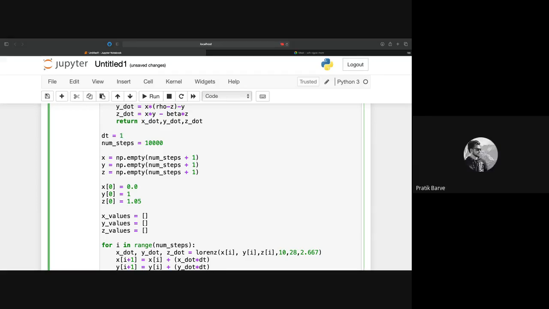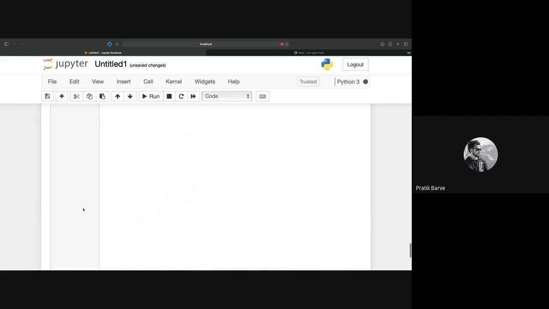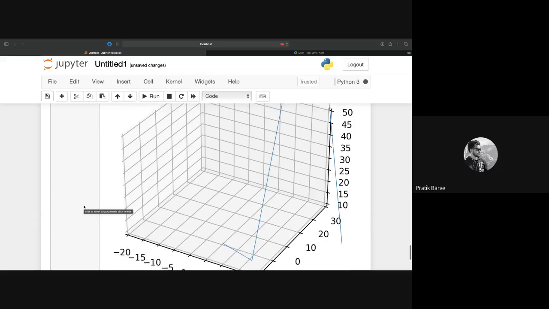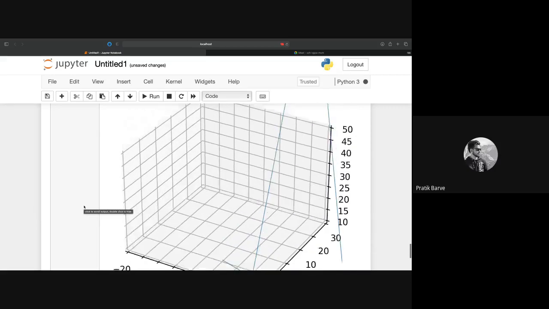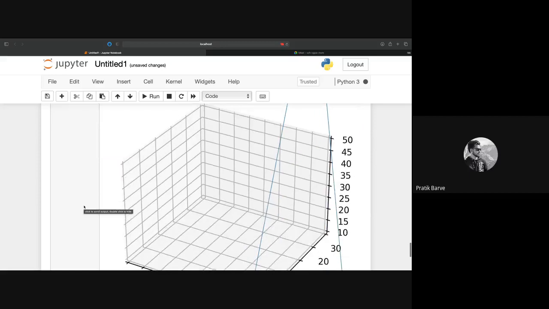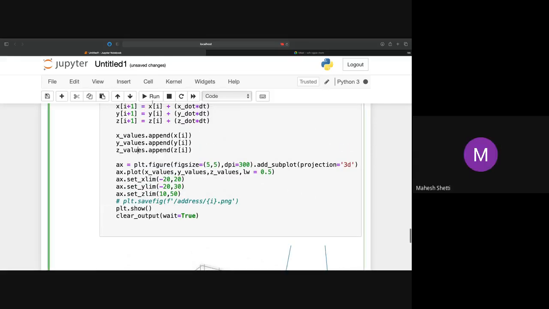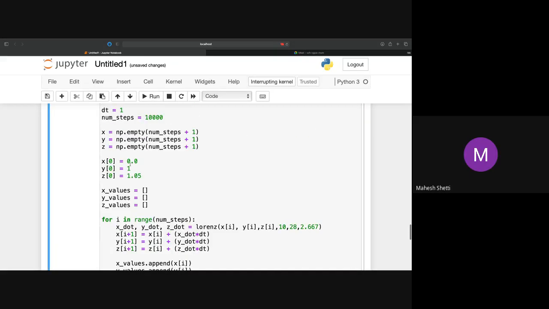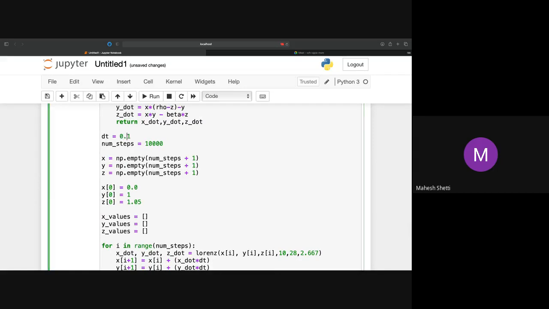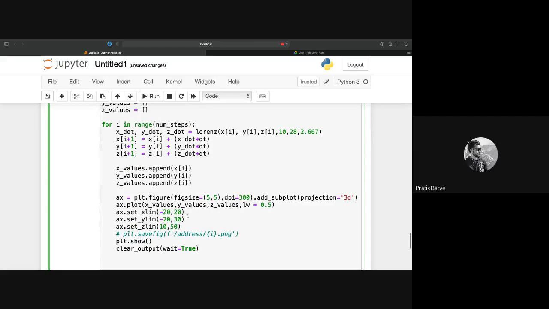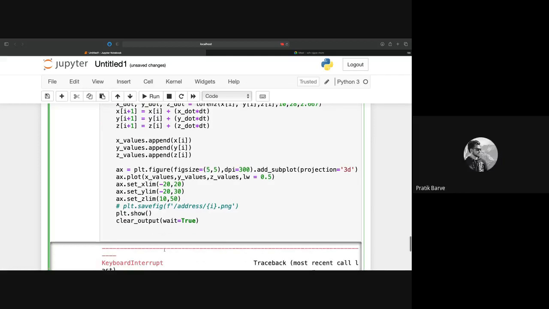I'll reduce by more. Let's say dt is 1. No, that is going out of bounds. No, not that. Here, wait time. Can you reduce wait time? Reduce wait time. This? Yes. Okay, it's not actually waiting.